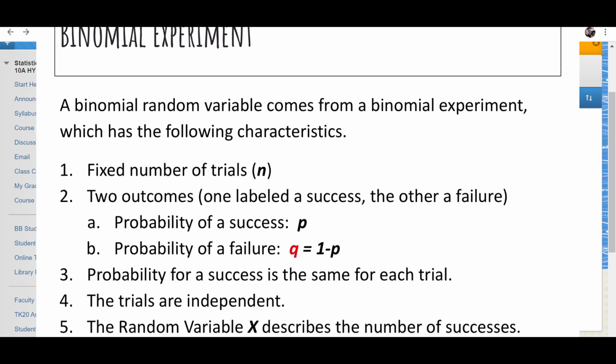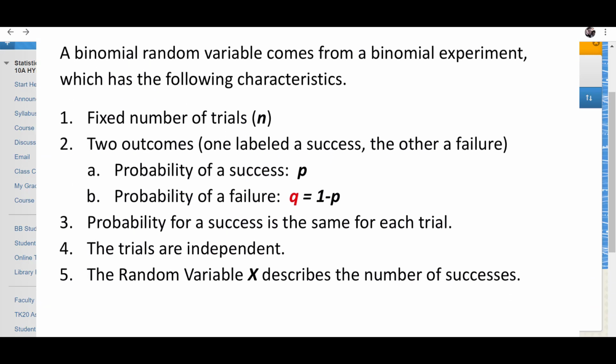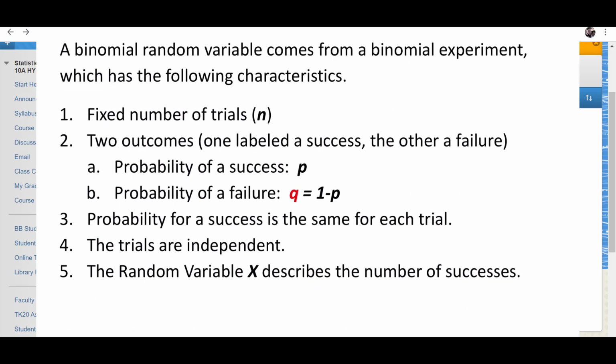So let's talk about a binomial experiment. A binomial random variable comes from a binomial experiment, which has the following characteristics. The first characteristic is that it has a fixed number of trials. So if you know how many trials there are going to be, a lot of times this is the same as the sample size, because you do a trial for each individual in the sample. So if there's a fixed number of trials, that satisfies the first condition. The number of trials is designated by the letter n.